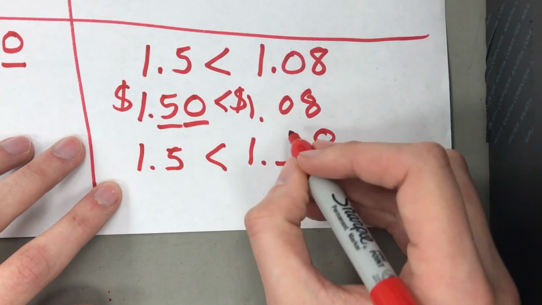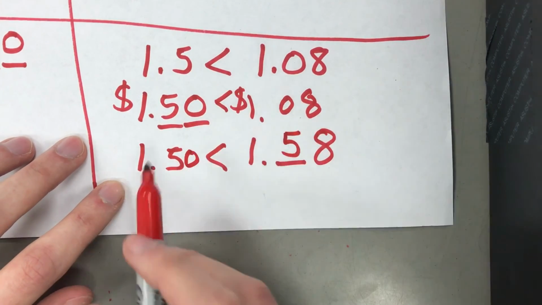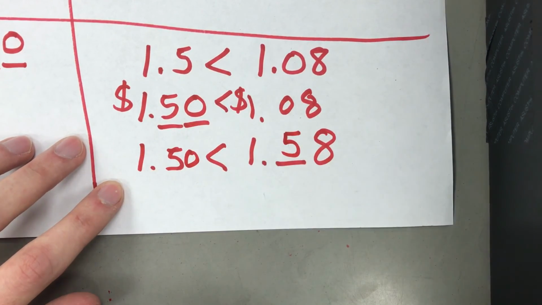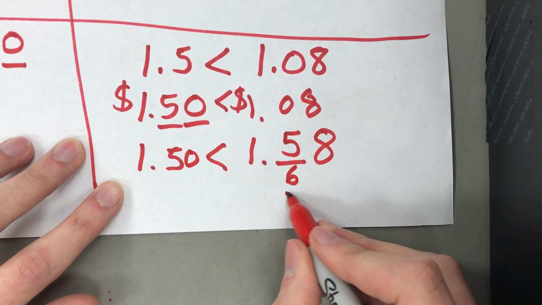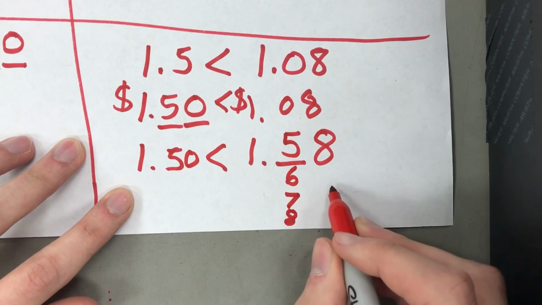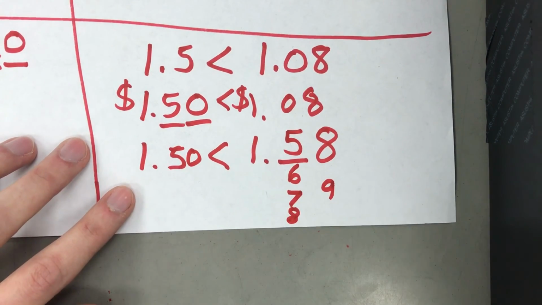So the lowest possible number I could put here would be a 5, to make 1 and 50 hundredths is less than 1 and 58 hundredths. But I could also do a 6, a 7, an 8, or even a 9. Any of those digits would work in that blank to make that statement true.